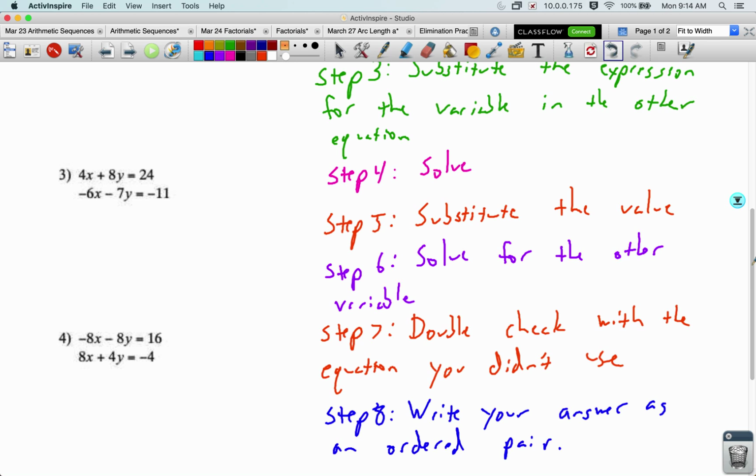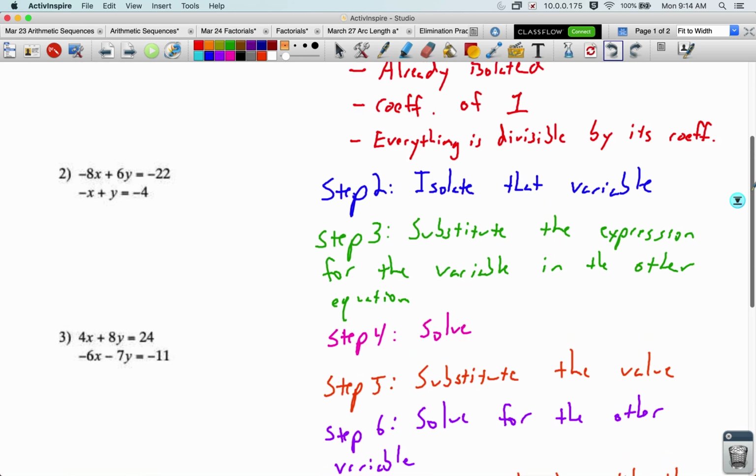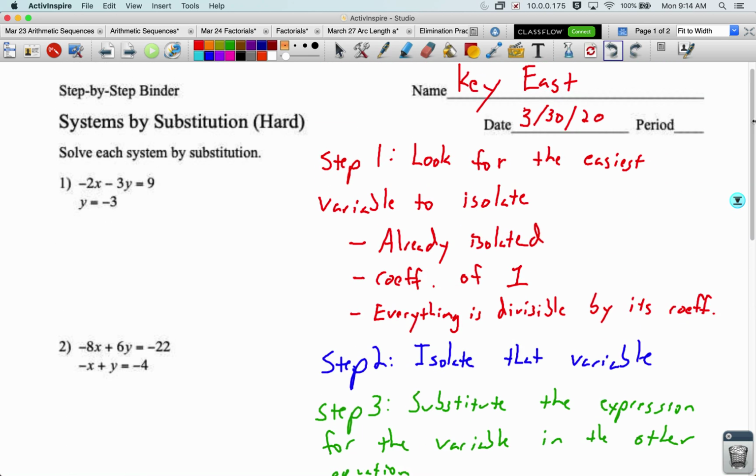Okay. So really, it's just a new step 1 for how to do systems of equations by substitution when it's harder, and that is we got to look for the easiest variable to isolate. It can either be already isolated, coefficient of 1, everything is divisible by its coefficient, and then we're going to isolate it.